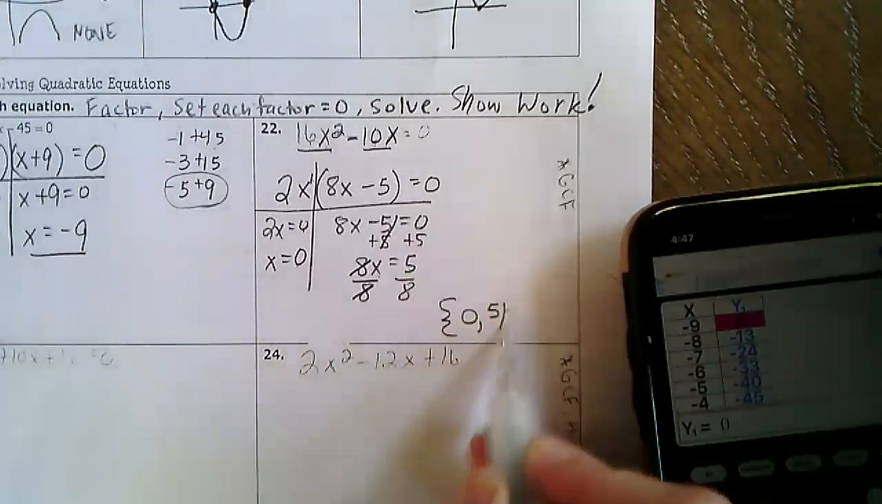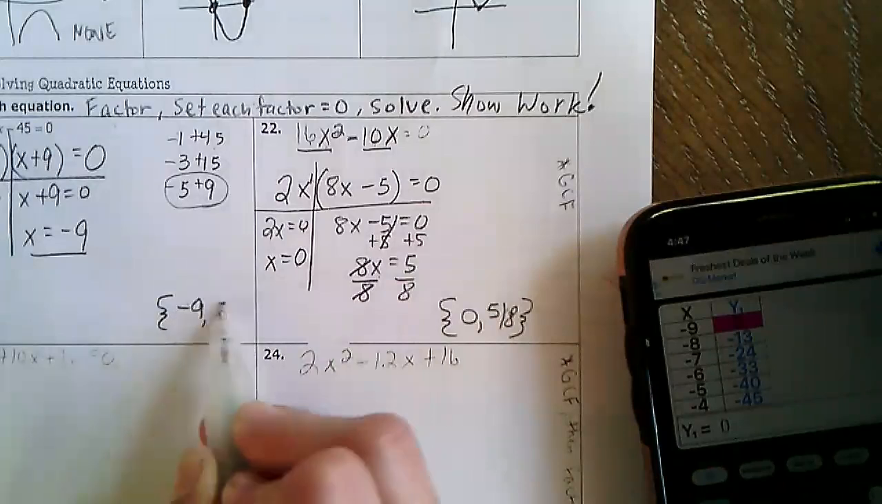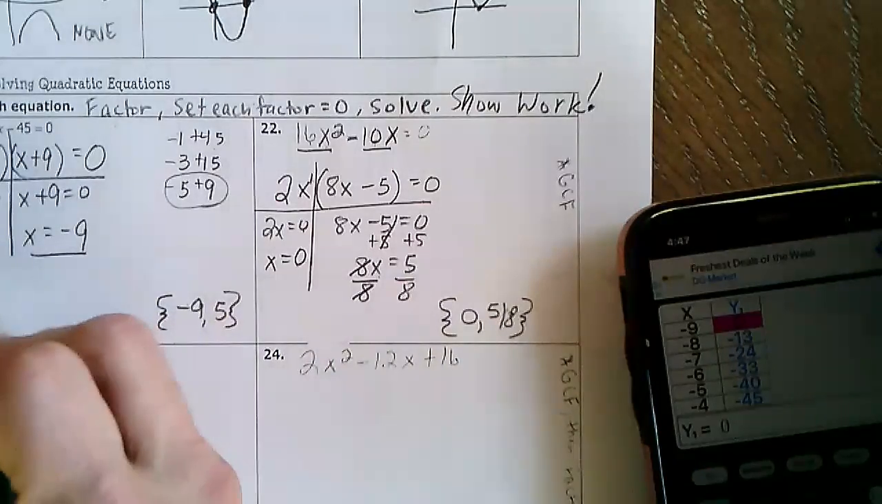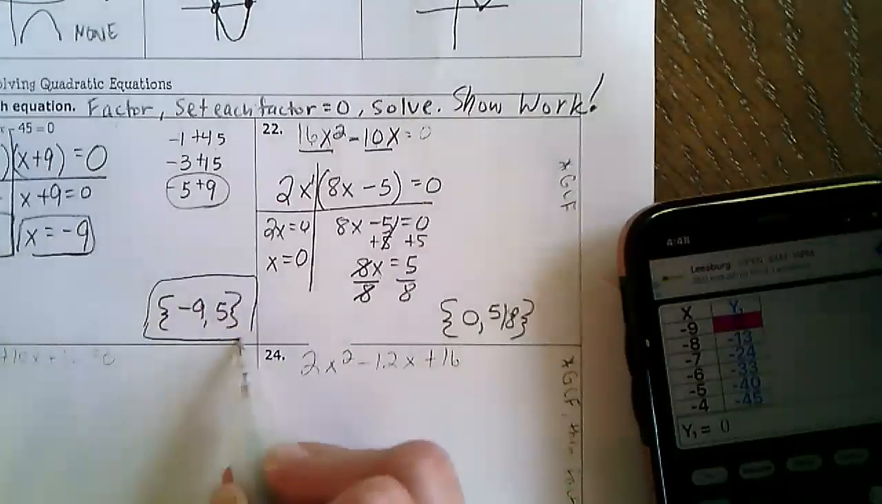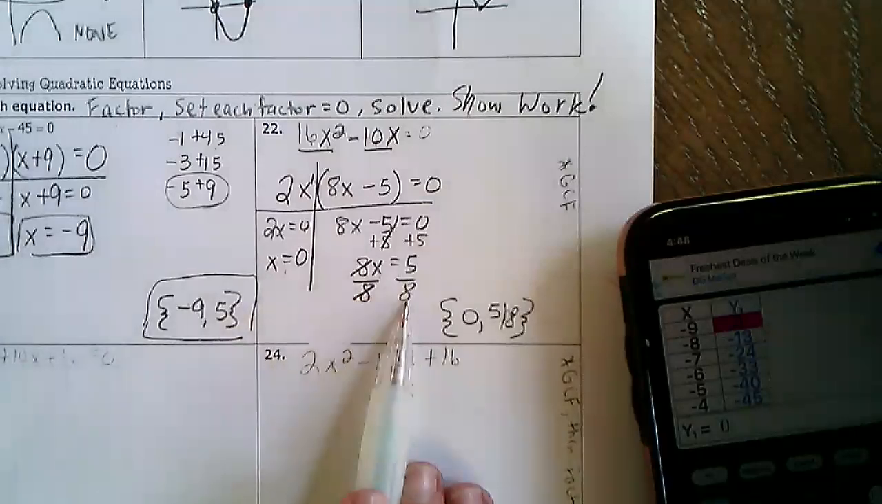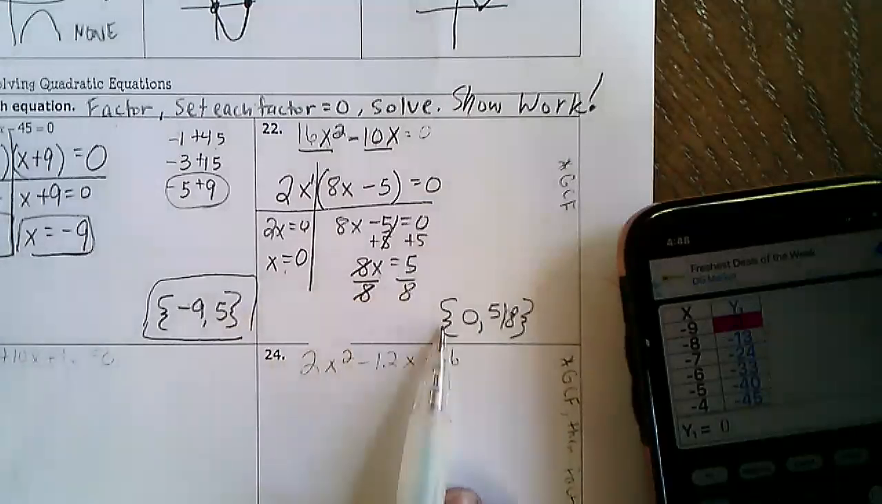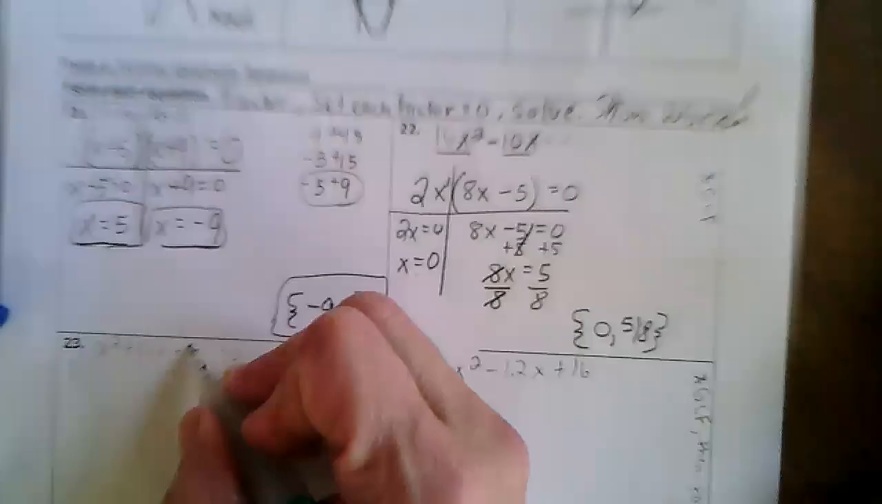0 and 5/8. I didn't write this one in that notation, but if you write that on your test, I'll take both answers. I mean, x equals 0, x equals 5/8, or in brackets, you can write 0 and 5/8. Actually, those are called braces. Weird.